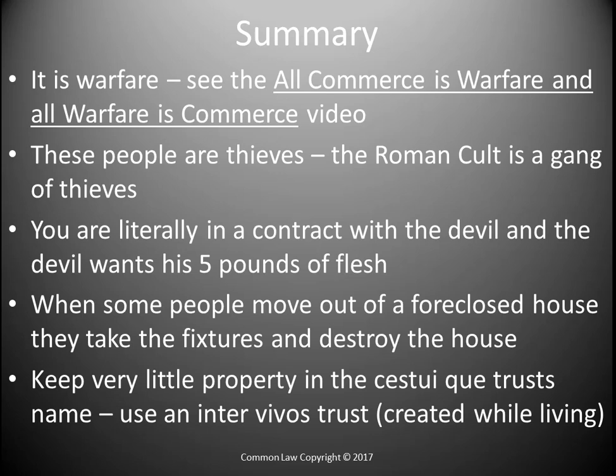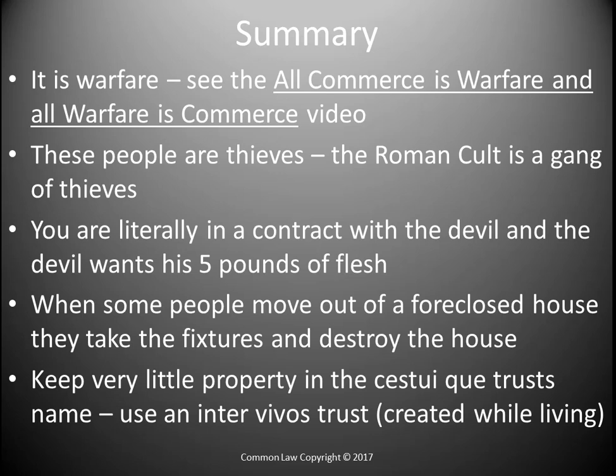Wah, wah, wah. When some people move out of a foreclosed home, they take the fixtures and punch holes in the walls and destroy everything in there. Now, I'm not sure that I would do that, but I understand completely, and I don't blame them a bit, because this is warfare, okay? These people are thieves.